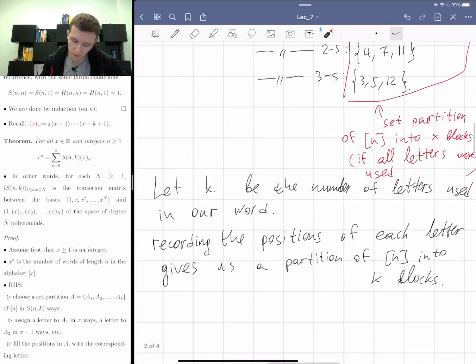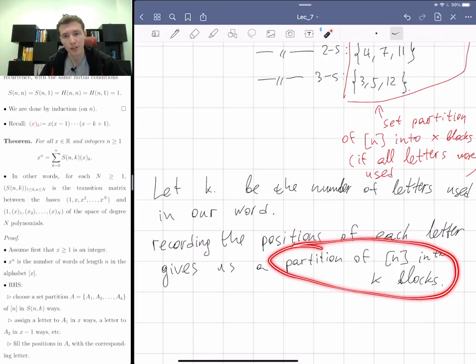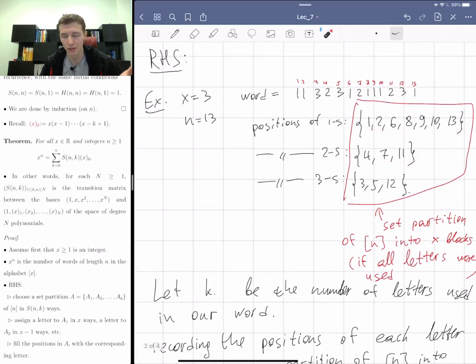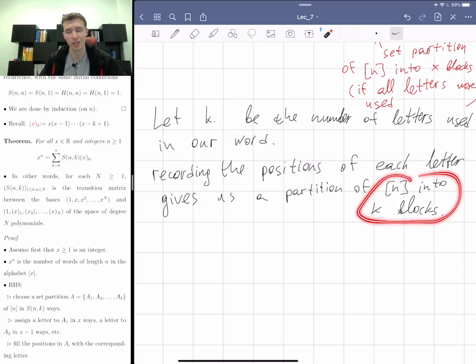Whenever we have a word, it gives you a set partition into some number of blocks. But if I only show you the partition, because the order of sets in the partition doesn't matter, you don't know which letter was assigned to each block. So this is not a bijection. As you replace a word by a set partition, you lose some information, and so it's a d-to-1 map for some d. And what is this d?